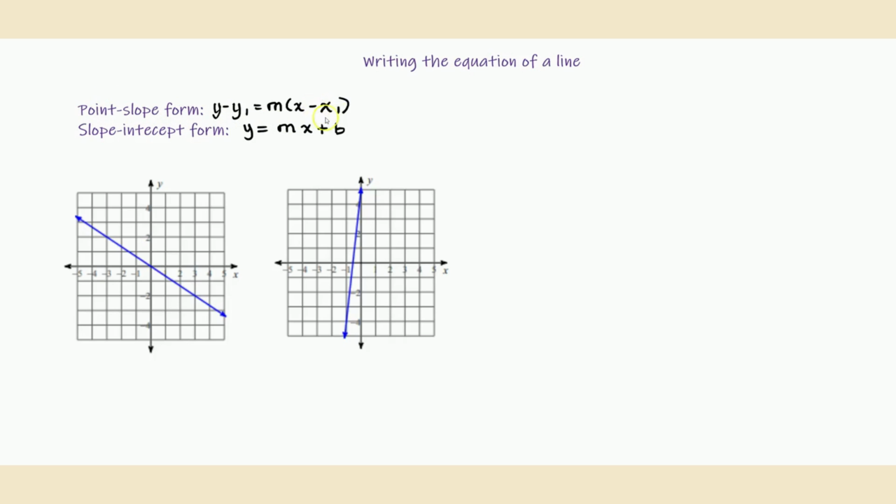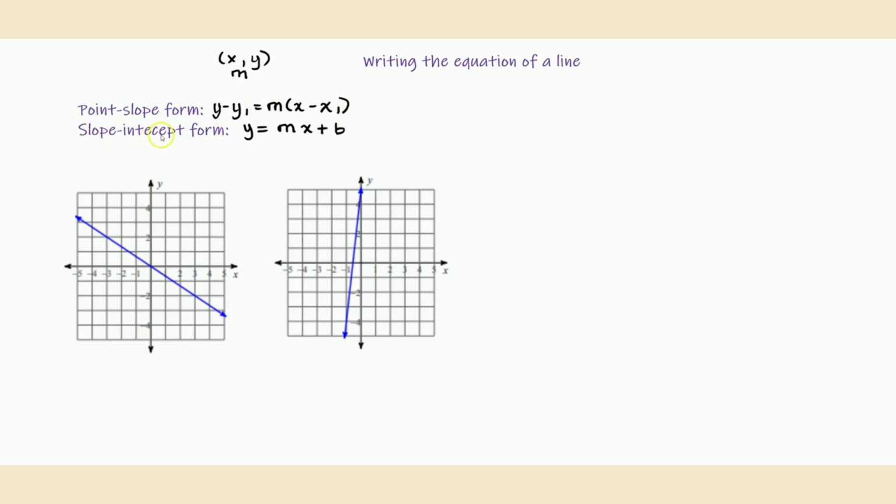Your point is x1, y1, and remember that every point is in the form x comma y, and the letter m is used to generally represent slope. So again, x1, y1, and m is the point and slope that you'll need in order to fill in this equation to show the equation of the line in point-slope form.